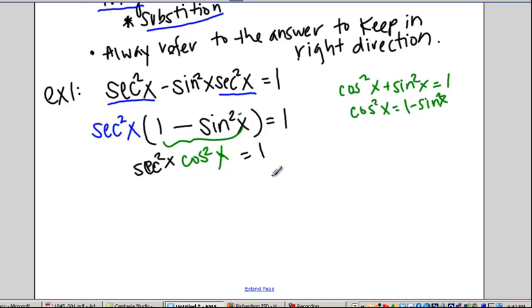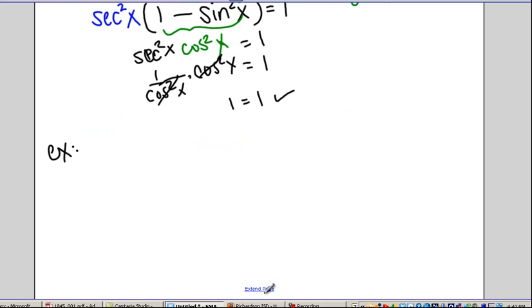Okay? And secant times cosine, if you don't know off the top of your head, goes to 1. But if you want to see it all out, you can totally write this out. You know secant is 1 over cosine, and so secant squared is also 1 over cosine squared. So basically, those all cancel. So we just proved this identity, or this function. Okay? And remember, if I go too fast, press pause. Okay?